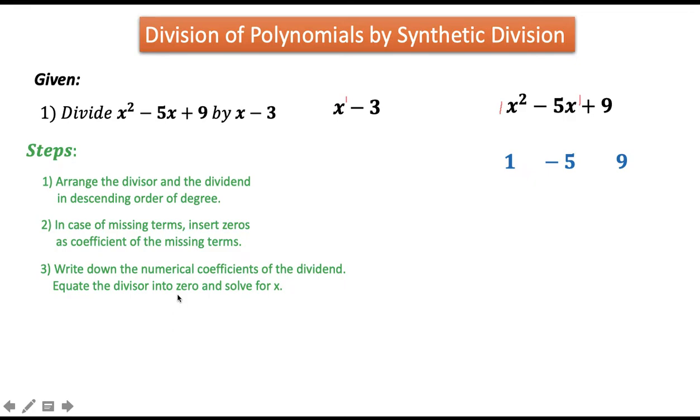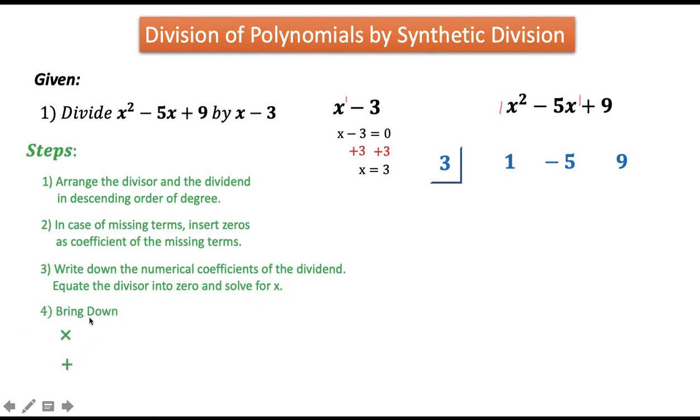Then equate the divisor to 0 and solve for x. So x minus 3 equals 0. Then solve for x by adding 3 to each side of the equation because we want to isolate x. So the value of x is 3. And this 3 will serve as our number indicator. So let's get started. And this will serve as our guide.